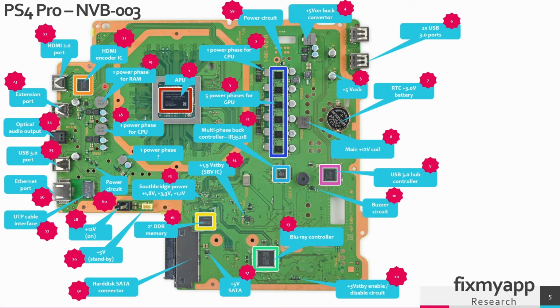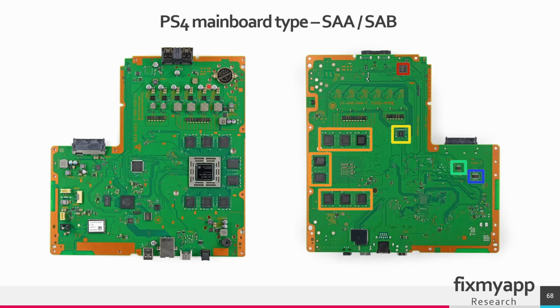So this was my analysis about the PlayStation 4 mainboard, especially for the model NVB003. But as you know, there are a lot of different types of boards and models and series. In the next slide, I will discuss those different boards in a more generic way. So this is the main board of the type SAA or SAB.